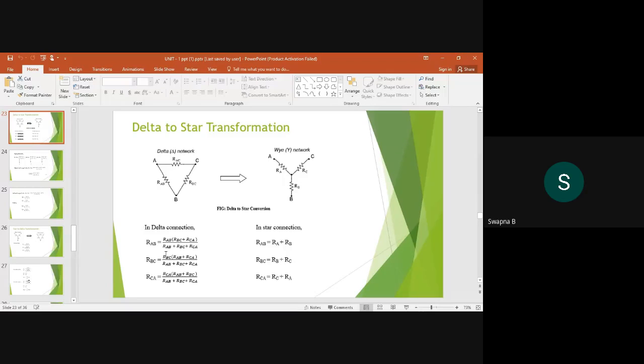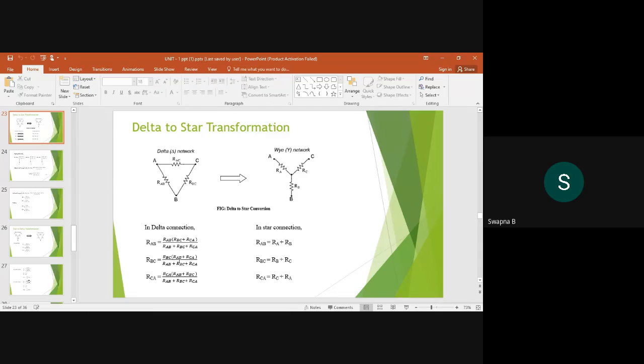RAB, RBC, RCA. For all three parameters, the denominator will be the same, which is the sum of all resistance present in the delta network, RAB plus RBC plus RCA. In the numerator, we are going to find out RAB: RAB into the sum of the other two resistances, RBC plus RCA. Next, RBC: RBC times the sum of the other two resistances, RAB plus RCA. Next RCA: RCA into RAB plus RBC, divided by the sum of all resistance. So these are the three parameters in delta connection. These three equations you have to write.